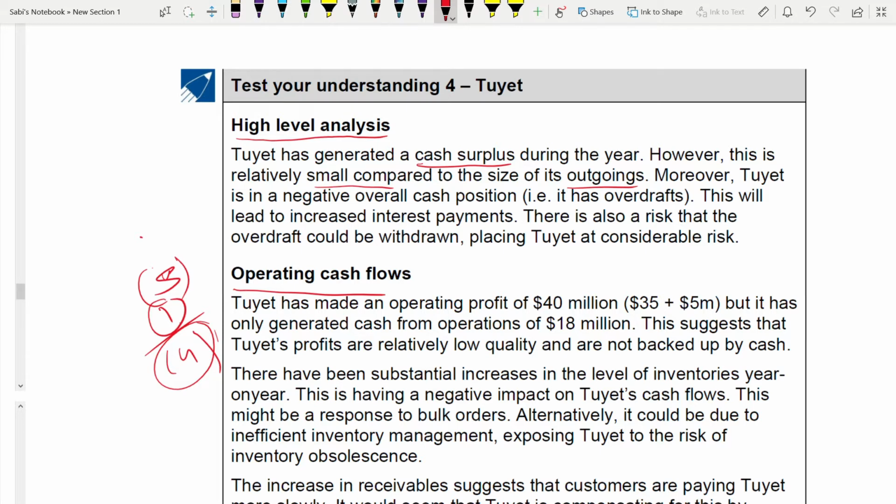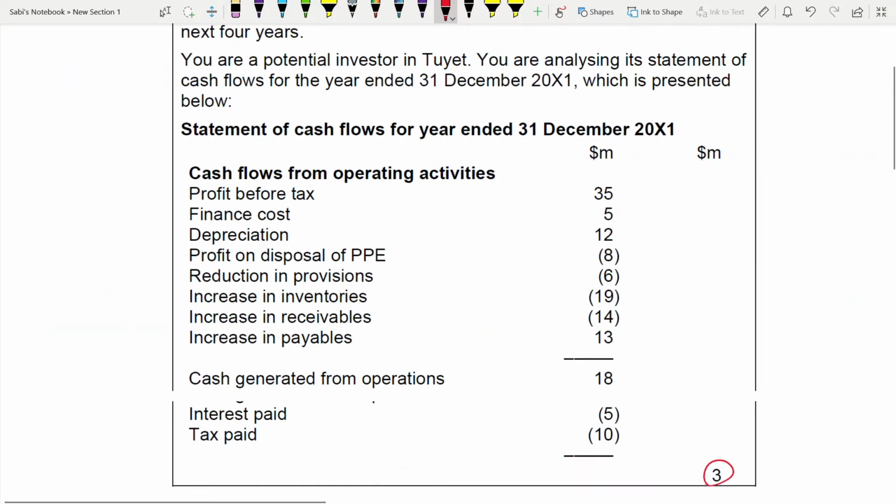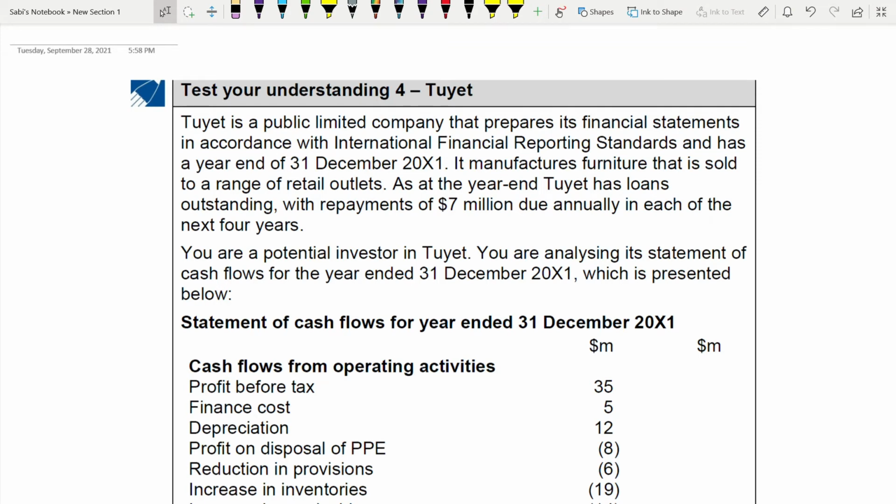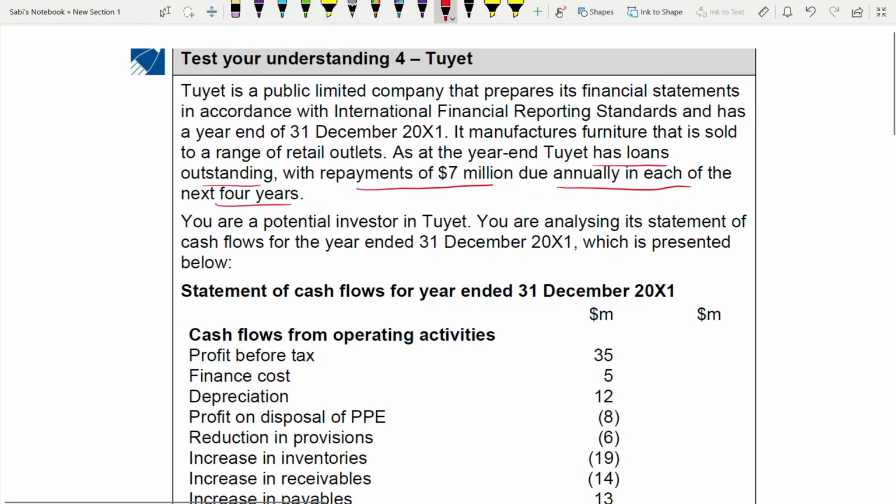So you can even state that they have a negative overall cash position. Okay, it has overdraft. They have overdraft. How do you know that they have overdraft? It is said here. They have loans outstanding at the year end and repayments of 7 million annually in each of the next 4 years they have to pay. Okay. So they have a loan.